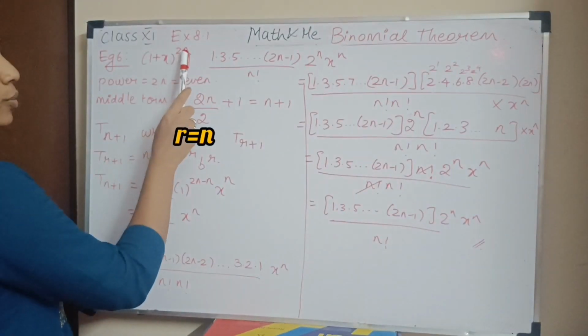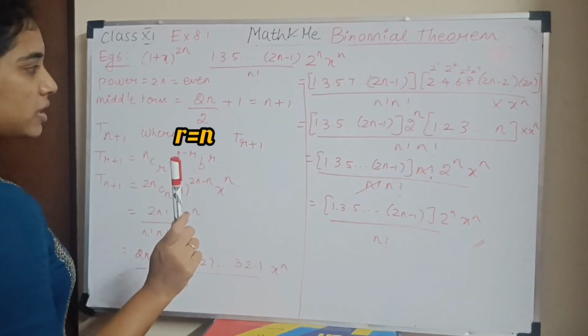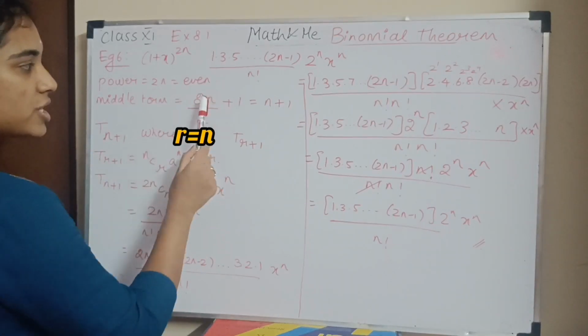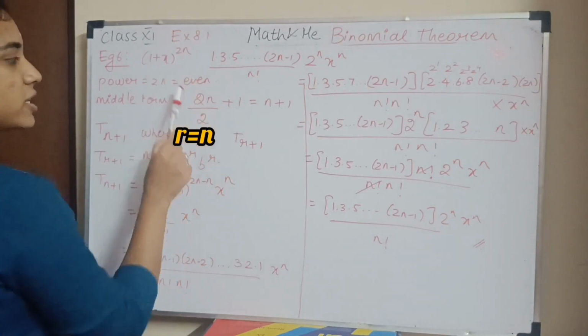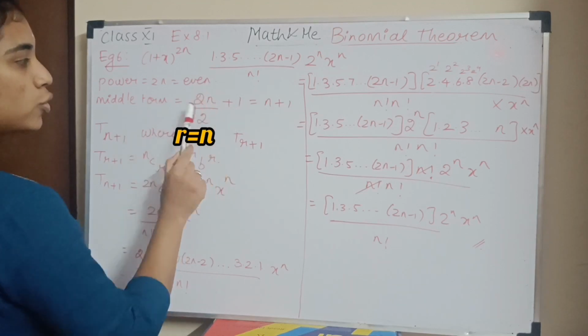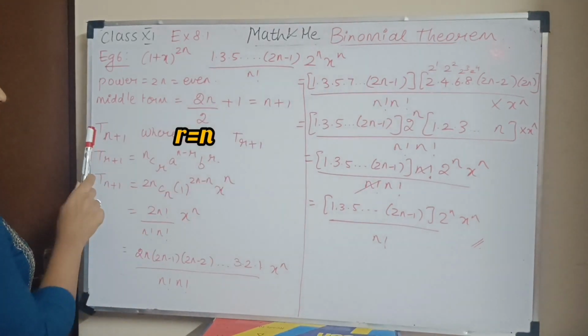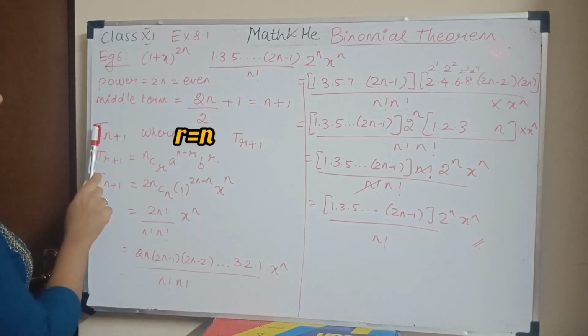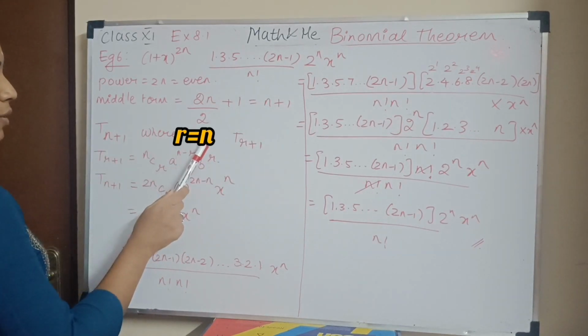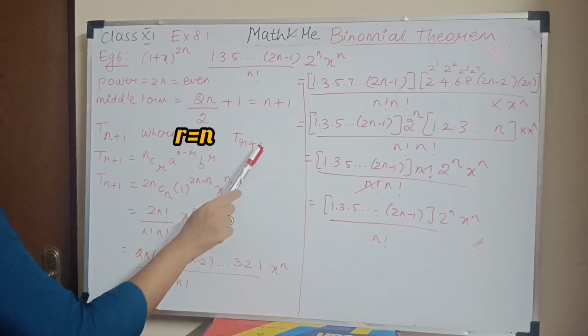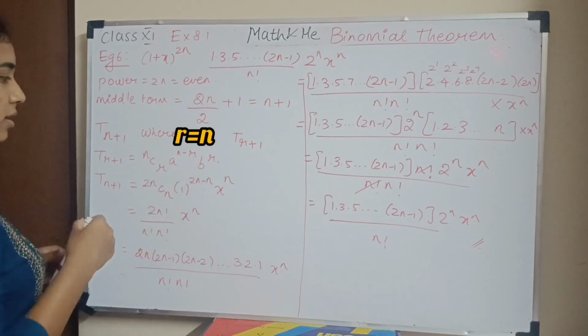I have the power to be 2n which is even. So what is my middle term? It is n by 2 plus 1, where my n in this case is 2n. So 2n by 2 plus 1, 2 gets cancelled, n plus 1. So my middle term is t of n plus 1, where r equals 1 because my general form is t of r plus 1. So my r is n.